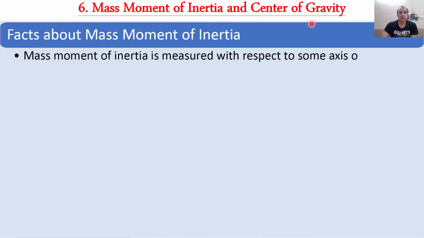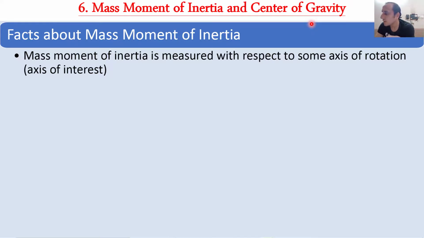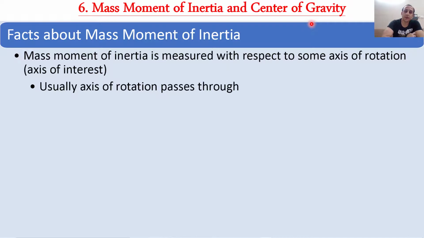Okay, so mass moment of inertia is measured with respect to some axis of rotation, same as in the mass moment we studied. So it is measured with respect to some axis of rotation or axis of interest. Number one, usually the axis of rotation passes through CG. So in case of mass moment of inertia, the axis of interest generally passes through CG. It can be a CG of a particular part, or the composite CG of a complete mechanism or machine.